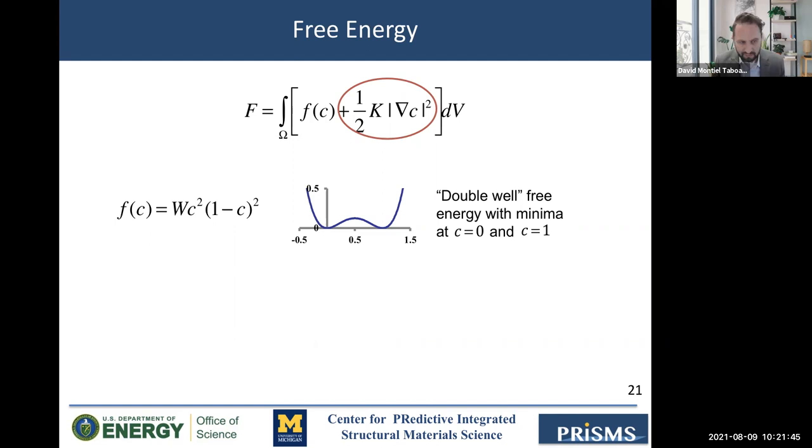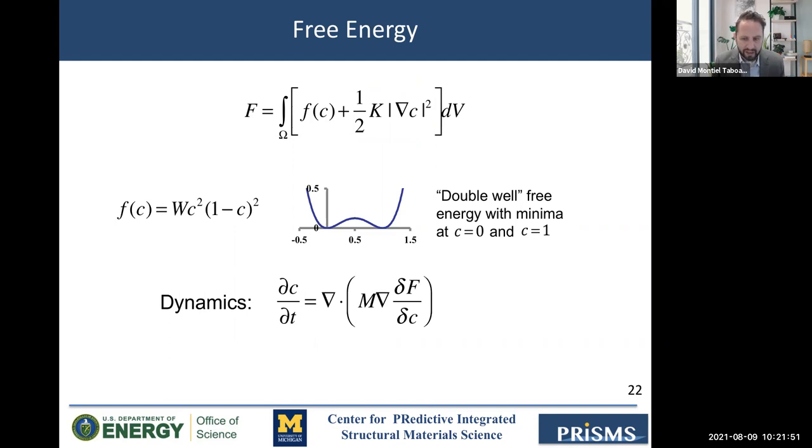So we go back to the Cahn-Hilliard equation for the dynamics. Now that we have an expression for the free energy, we can obtain the variational derivative from it and solve the equation numerically. And this is the result of the variational derivative, which is not complicated to obtain if you use a bit of variational calculus. Okay, so let's move on.